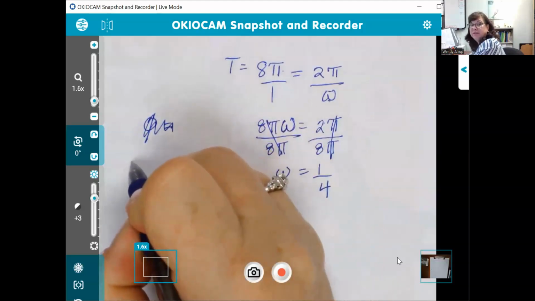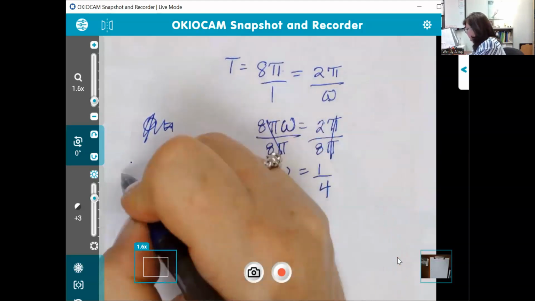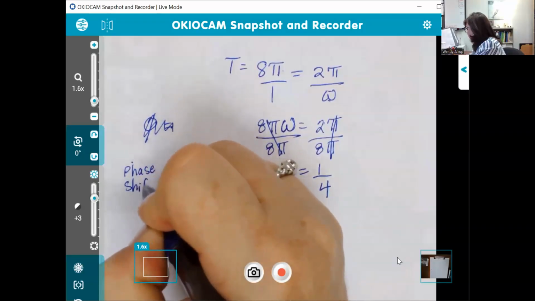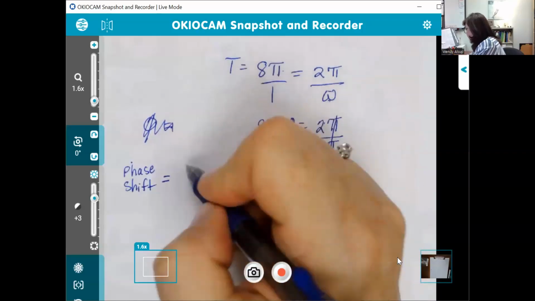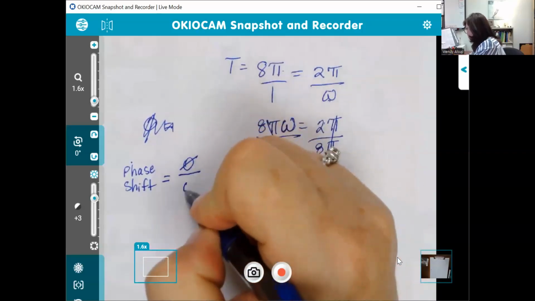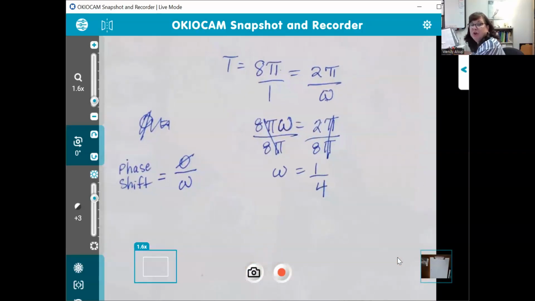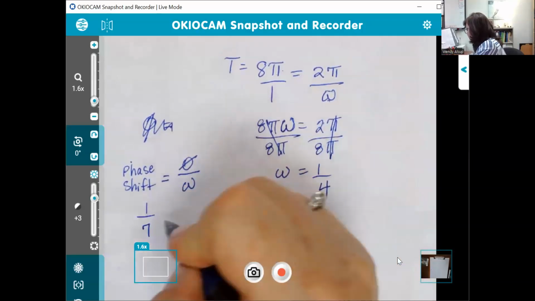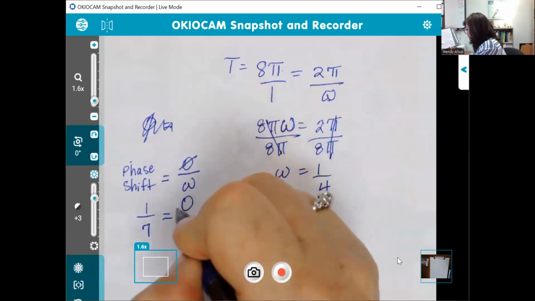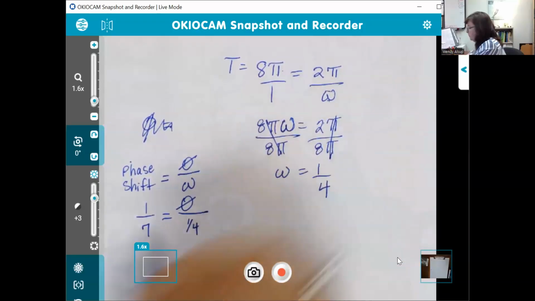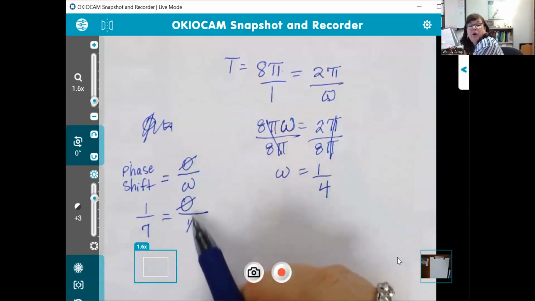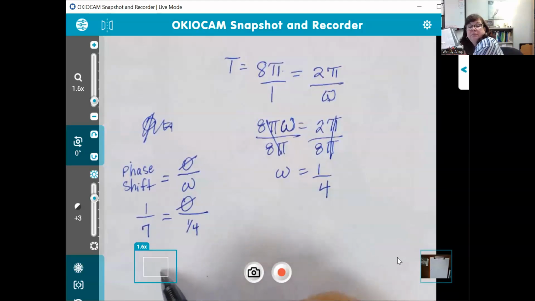Your phase shift is going to equal phi divided by your omega. Okay, well, I was told what my phase shift was. My phase shift was 1/7. I don't know the phi, but I do know my omega. My omega is 1/4. So I basically have phi divided by 1/4, which is 4 phi.